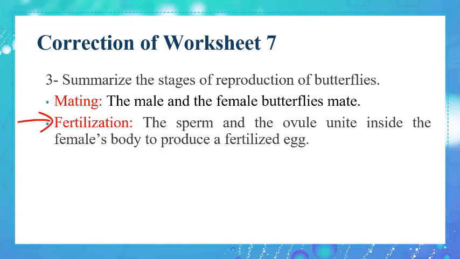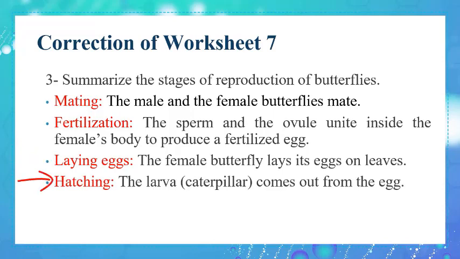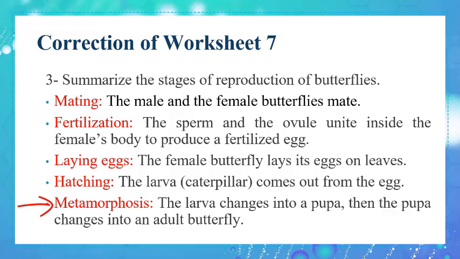Fertilization: the sperm and the ovule unite inside the female's body to produce a fertilized egg. Laying eggs: the female butterfly lays its eggs on leaves. Hatching: the larva, which is called caterpillar, comes out or hatches from the egg. Metamorphosis: the larva changes into a pupa, then the pupa changes into an adult butterfly.